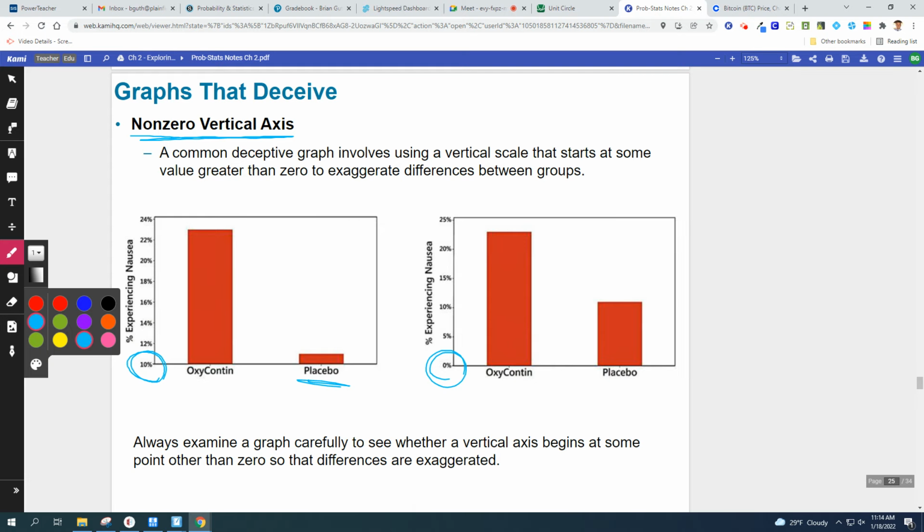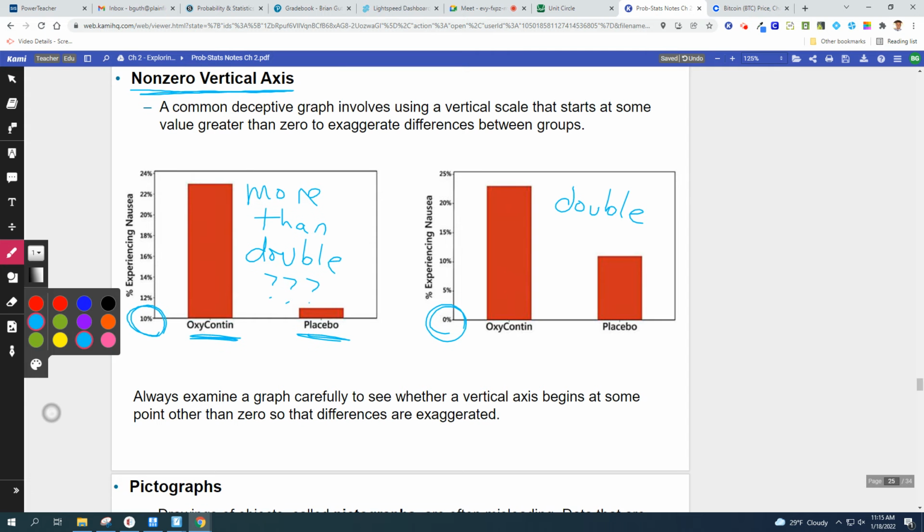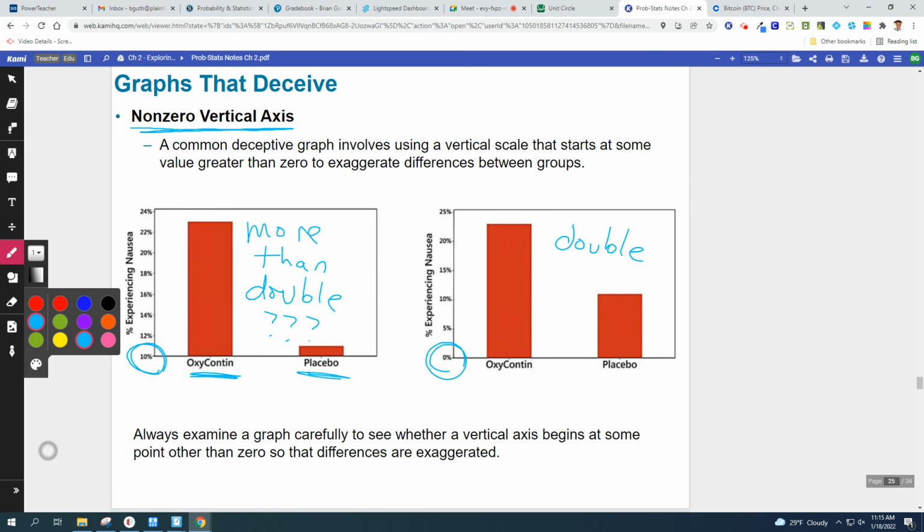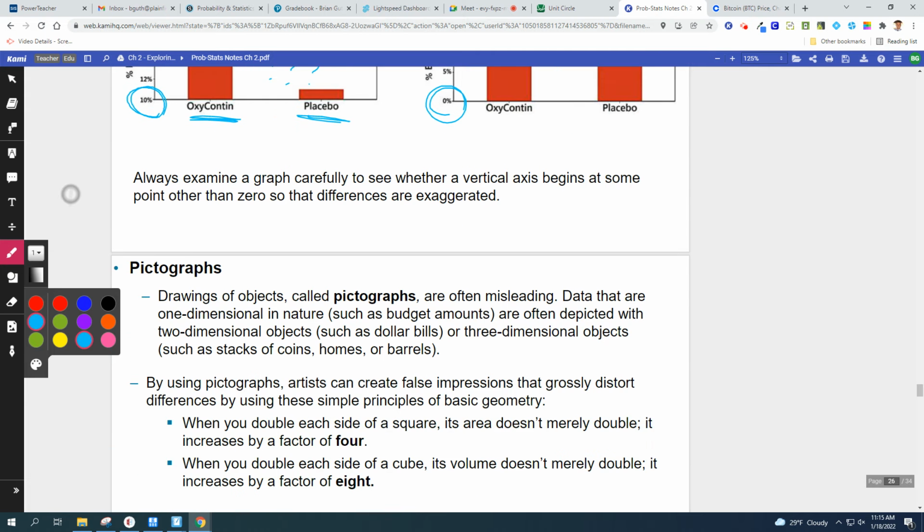So this first graph sure looks like OxyContin causes way more than double. But if you look at this one that starts at 0, it appears that it's about double. Doesn't it look like it's more than double in this graph? That's deceptive. Every once in a while people will do this on purpose. That's one example of graphs that deceive.